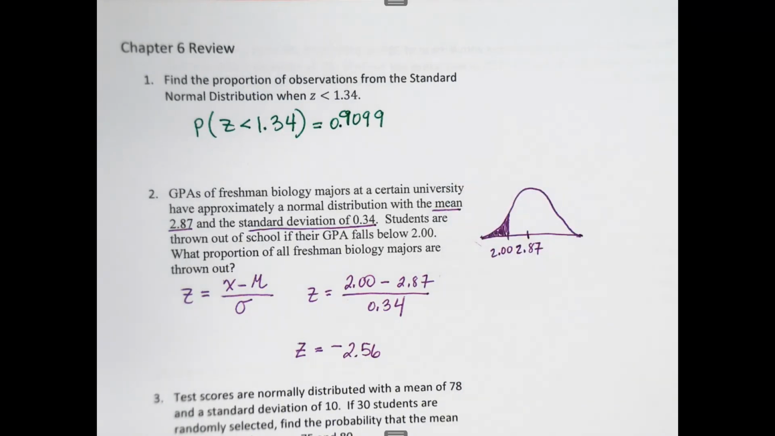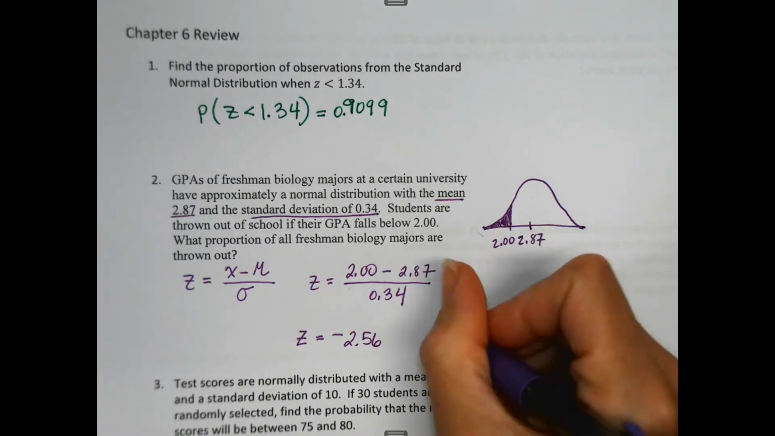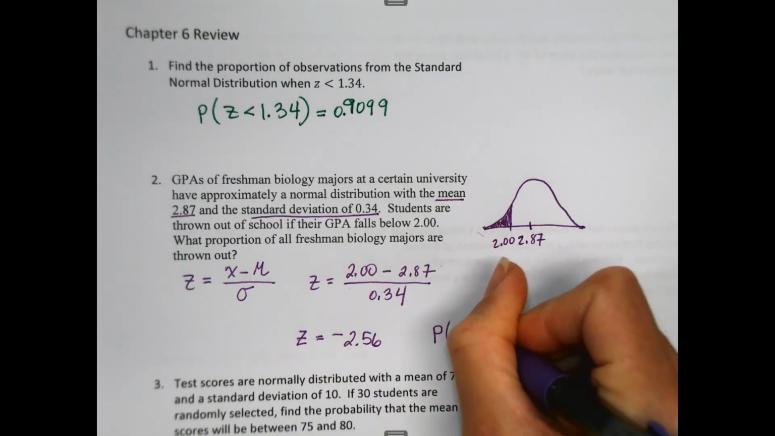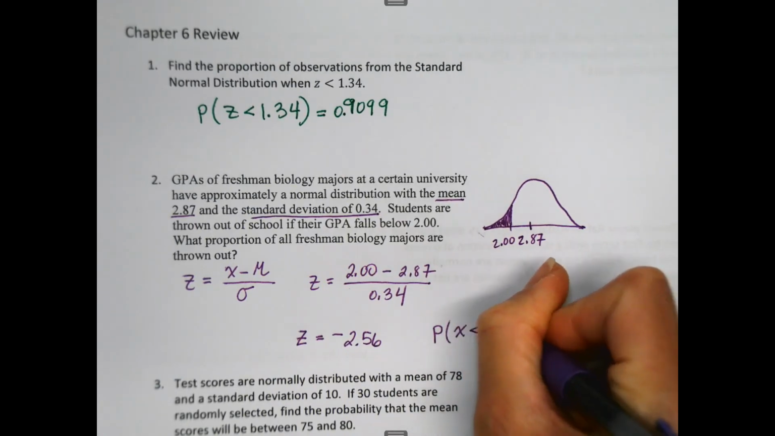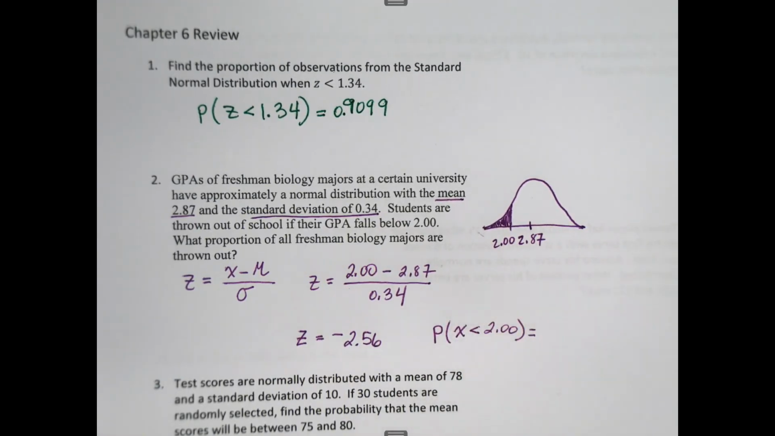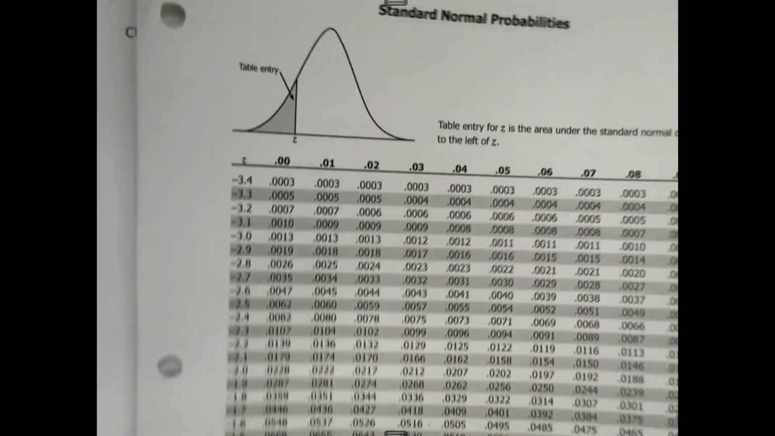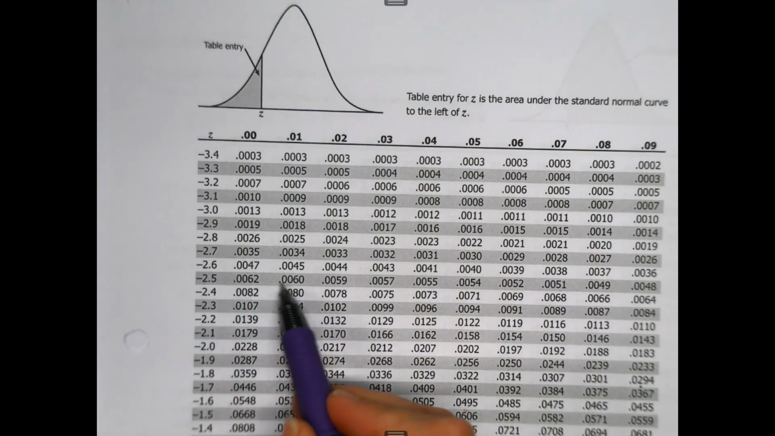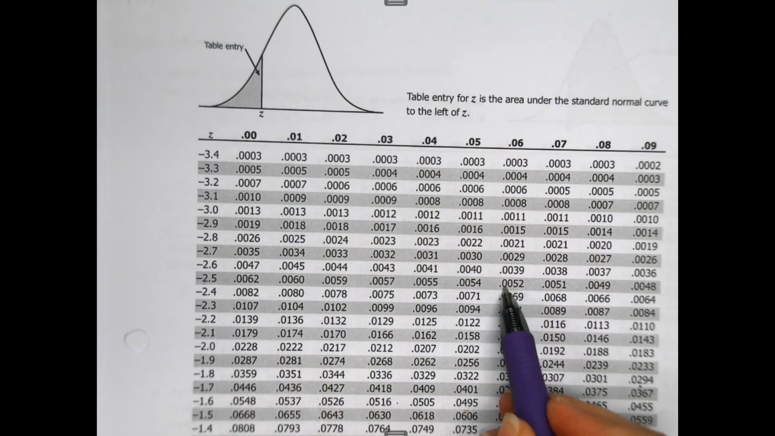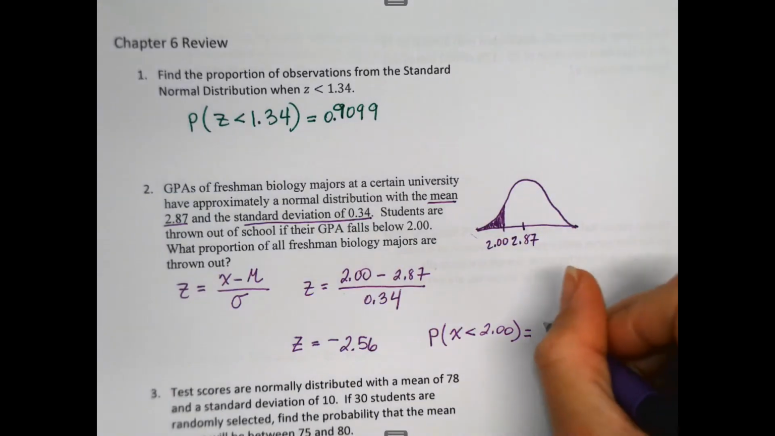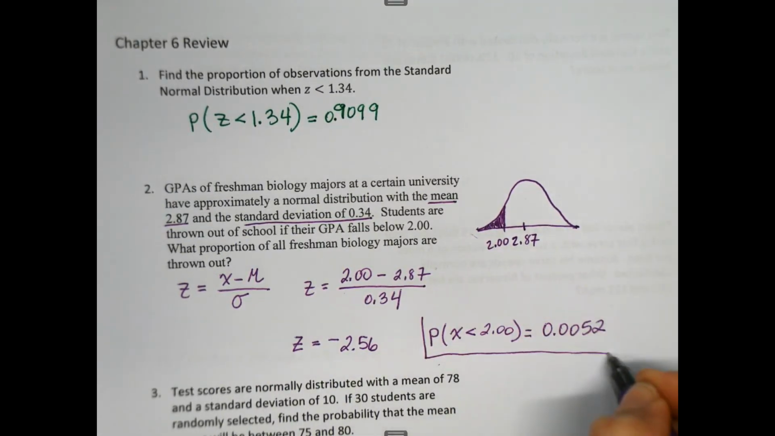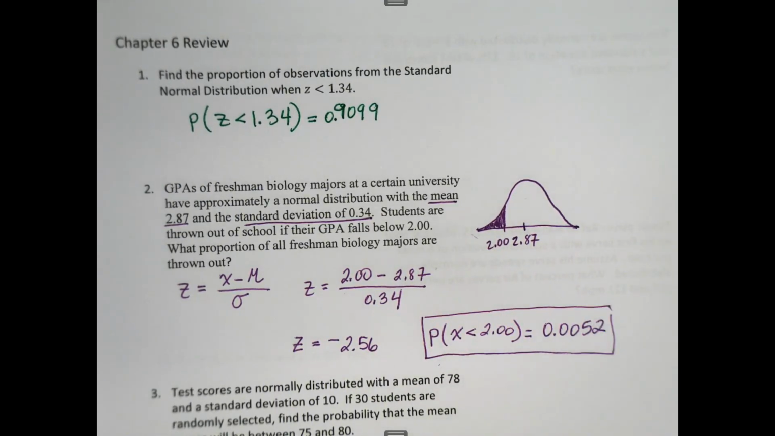Then we have the ability to now go to our probability table. The probability that a student's GPA is less than 2.00 is going to be equal to, let's see, we have to go to negative 2.5 and then across to 6, which is this value here, 0.0052. So the probability that they will be thrown out is 0.0052.